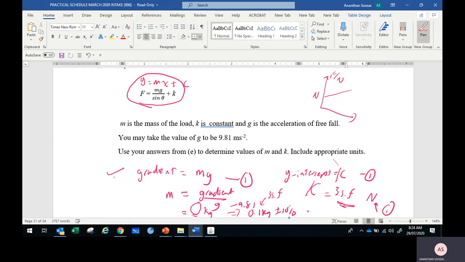Okay, those who wrote gradient is mg and y-intercept is k, you get 2 marks. Then your final answer within the 10% range, you get 1 mark. For k, you wrote Newton, the unit, that's 1 mark. All the answers in 3 SF is 1 mark. Okay, this is where the marks lie.